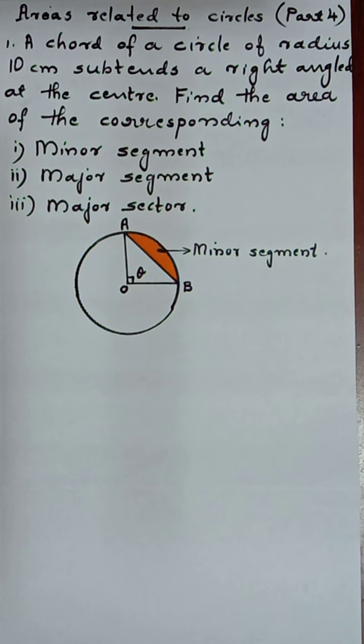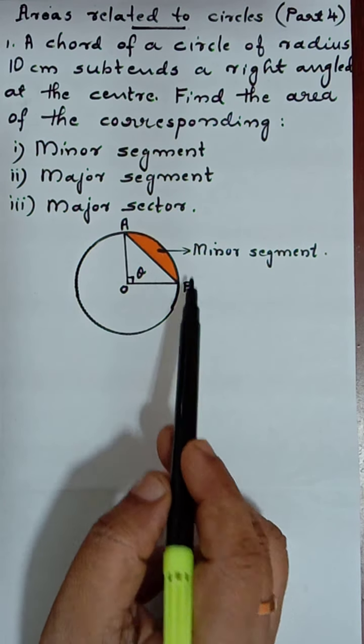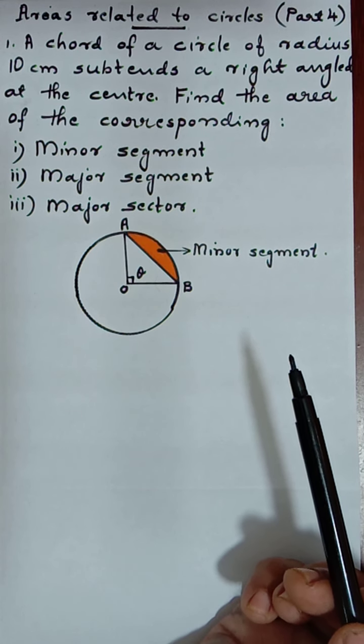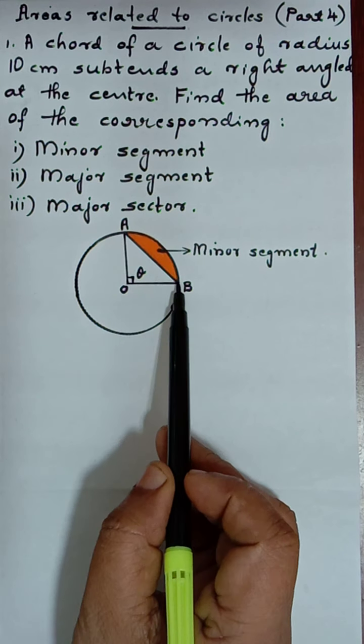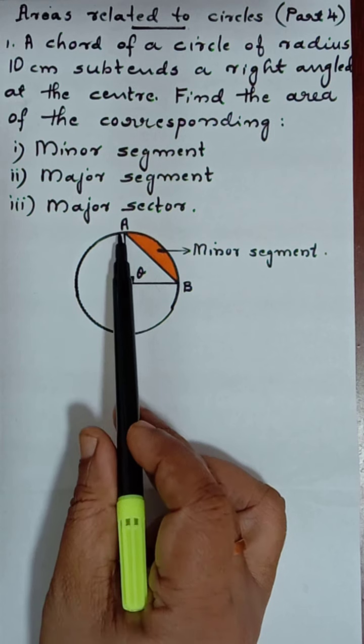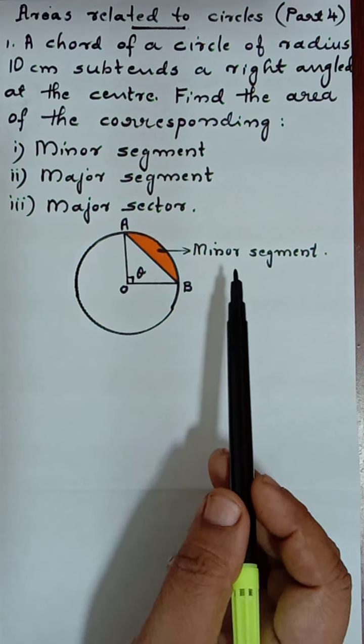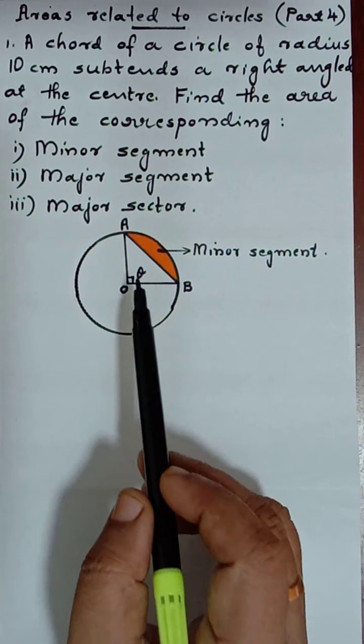A chord of a circle of radius 10 centimeter. Circle I have drawn here. This is chord of circle of radius 10 centimeter. Radius is OB or OA. OA radius. Chord is AB. Subtends a right angle at the center.